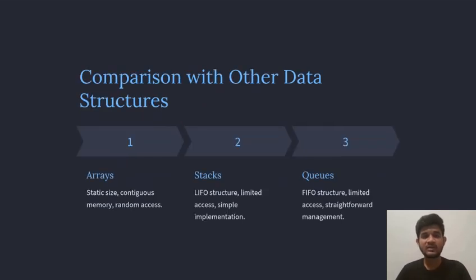Now let us see the comparison with other data structures like arrays, stacks, and queues. Arrays: static size, contiguous memory, random access. Stacks follow the LIFO structure, that is last in first out, with limited access and simple implementation. Queues follow the FIFO structure, meaning first in first out, with limited access and straightforward management.